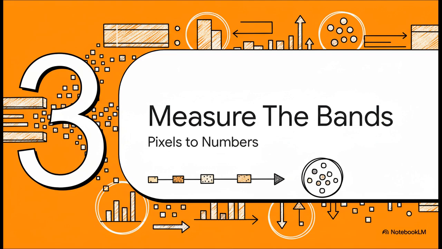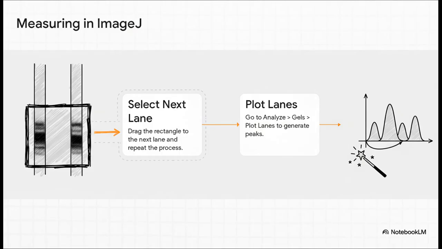And now for the cool part. This is where we actually convert those pixels, those little bits of light and dark, into real numbers. The process is pretty straightforward, and it all starts with telling the software where to look. First up, you're going to grab the rectangle tool and draw a box around all the bands in your first lane. Then you just go to Analyze, Gels, and hit Select First Lane. Easy. Now just drag that same box over to the next lane and do the same thing.